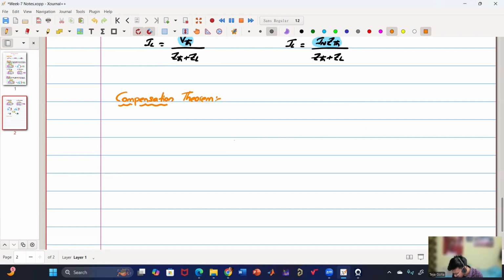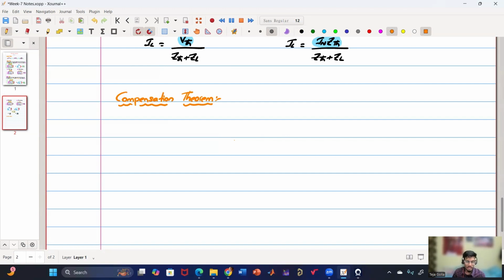Again, I'll not tell the proof. I'll directly go to the result, because the proof is already covered. So the compensation theorem says, if a circuit has some impedance Z, and now I have changed Z to Z plus delta Z, the initial current that it was carrying is I. Now it has I plus delta I. So how can I calculate that change in the current?